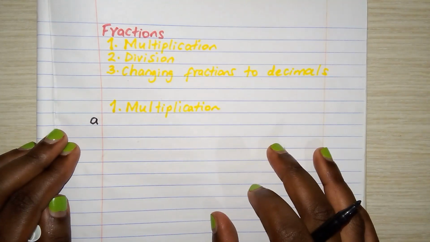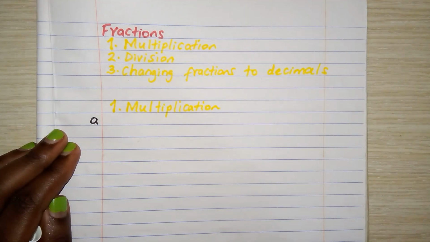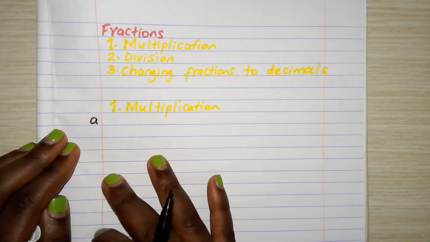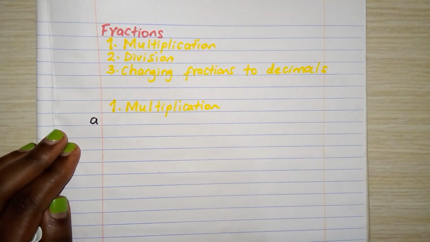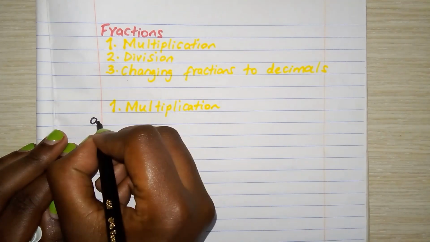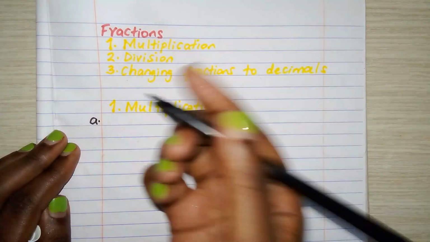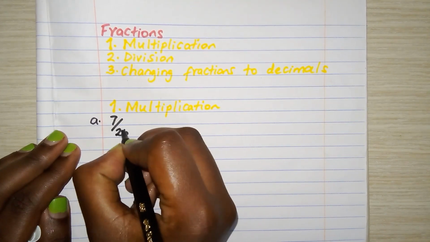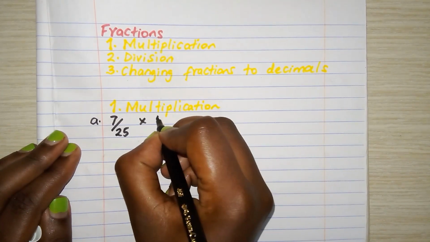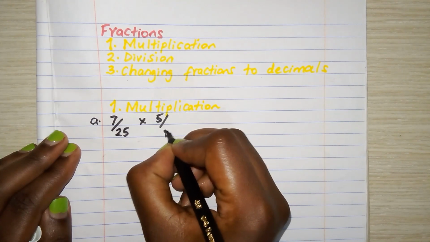So let's start with multiplication, and we'll cover various types of fractions. We'll do fraction and whole number, fraction and fraction, mixed numbers as well. So we'll just have a mixture of everything. So let's start with fraction by fraction. 7 over 25 times 5 over 84.